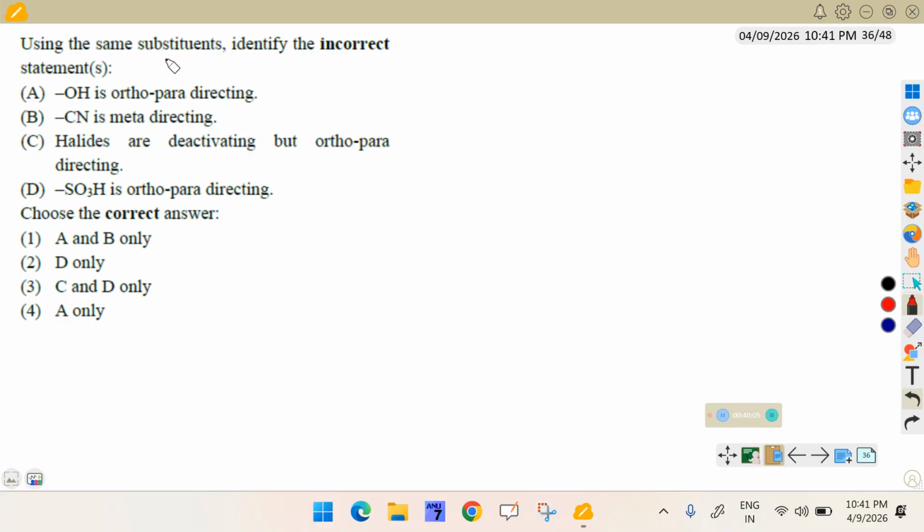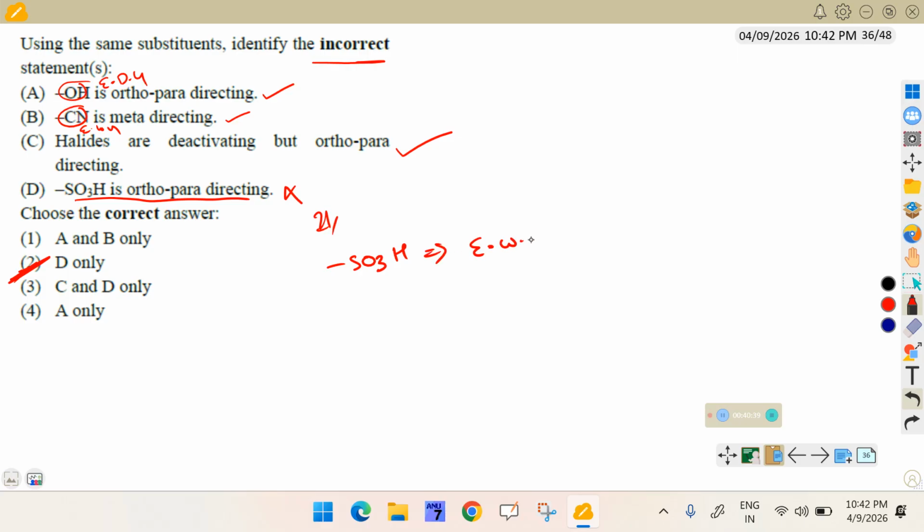Using the same substituents, identify incorrect statements. OH is an ortho para directing group, correct. CN is a meta directing group, correct. Why? OH is an electron donating group, CN is an electron withdrawing group. Halides are deactivating but ortho and para directing groups, correct. SO3H is an ortho and para directing group, wrong, incorrect. SO3H acts as an electron withdrawing group and it acts as a meta directing group.